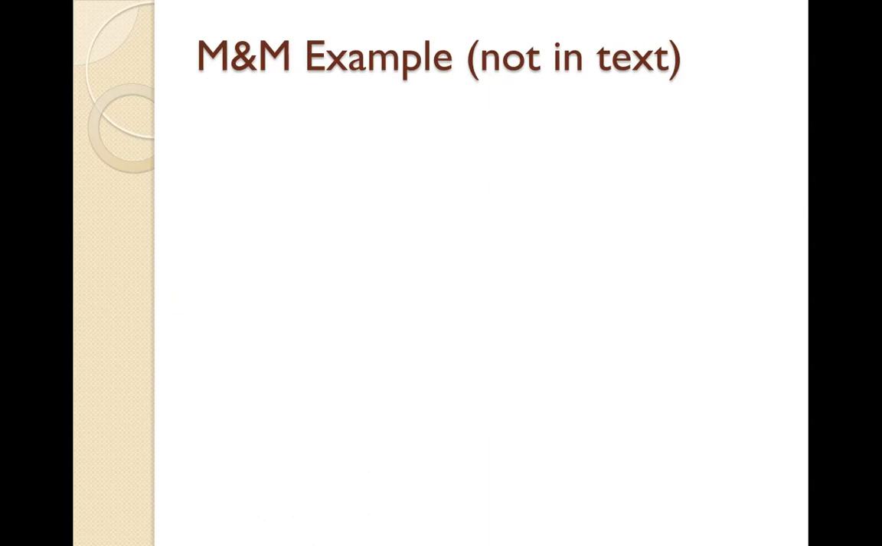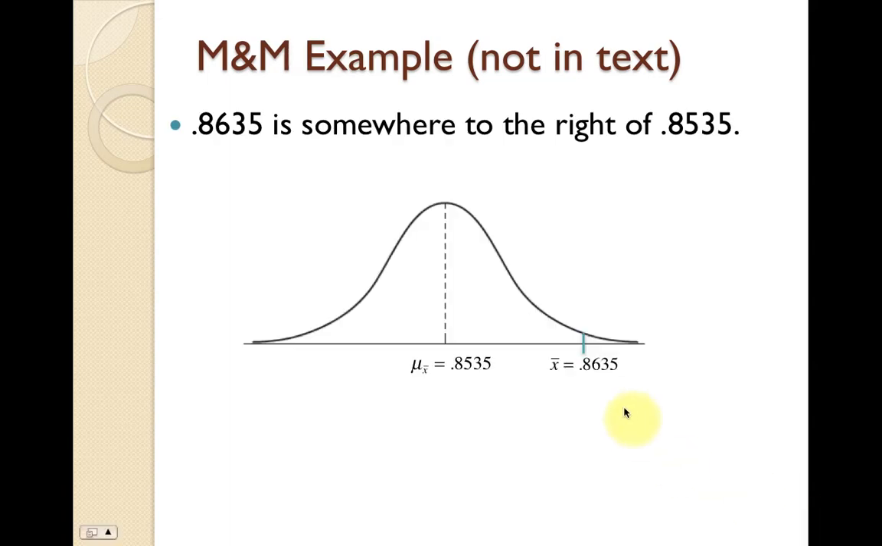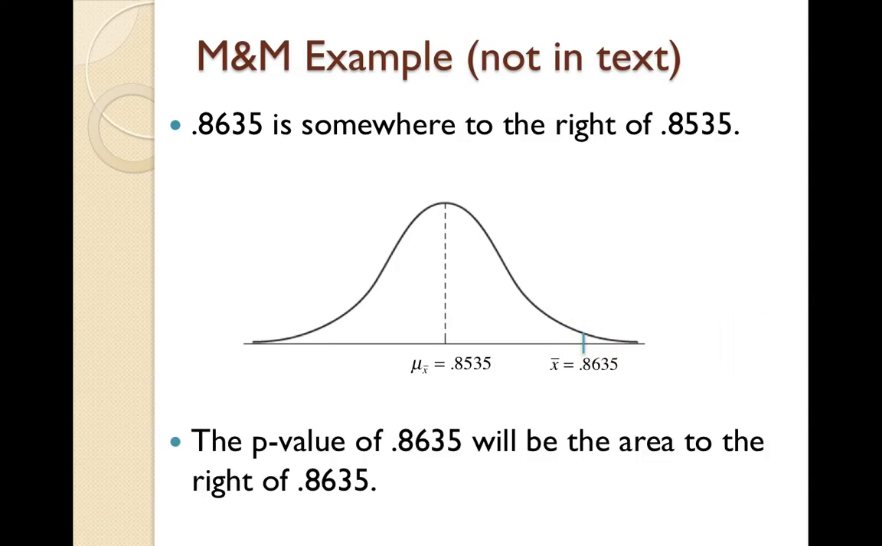So if we look at the bell curve and we look at the position of x bar, it's on the right side because it's more than 0.8535. It's over here. When we end up calculating the p-value, it will be all of the area from x bar up to positive infinity. The p-value will be the area to the right of 0.8635. This is the probability of getting a sample value of 0.8635 or more. Okay, so to get that p-value, we are going to go to our calculator.